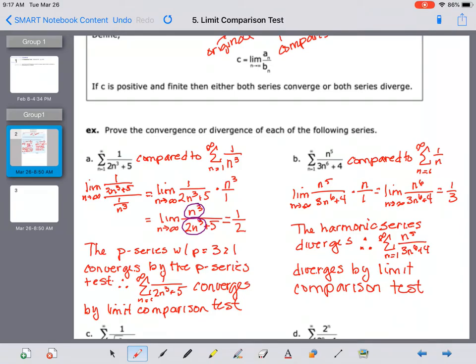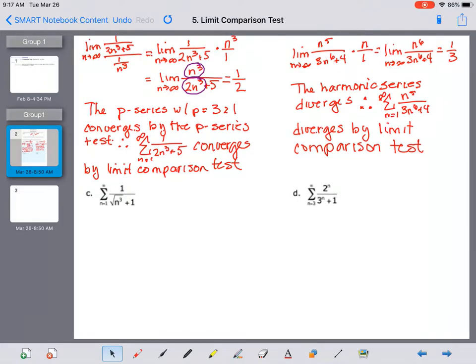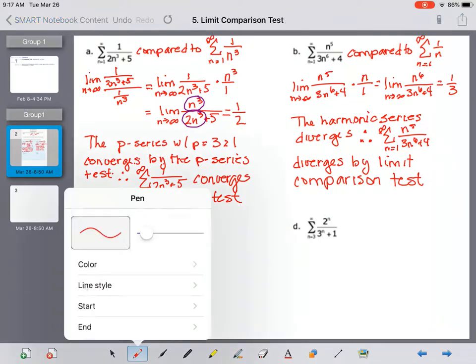Okay, so what I want you to do, you've had 2 examples. So I want you to look at the 2 examples at the bottom, and I'll help you with the comparison series, and then I want you to do the ratio and the limit, all of that, and come in tomorrow with an answer. Okay, so let's do the comparison series first.